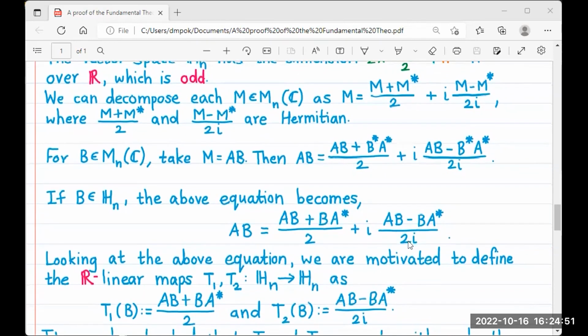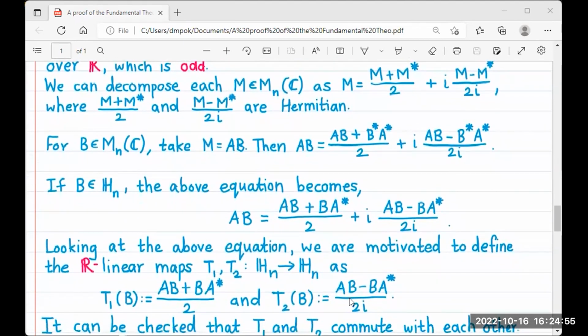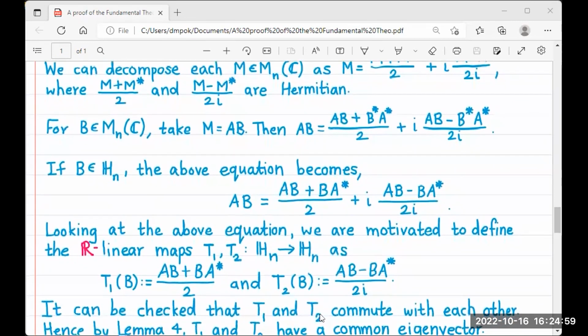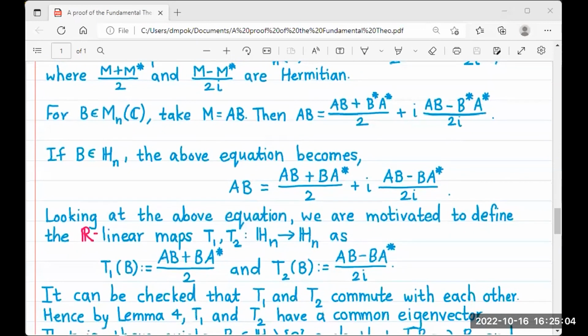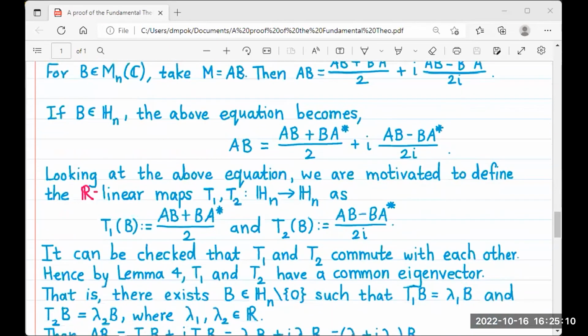Okay, and one can check that T1 and T2 are indeed linear maps from Hn to Hn and they commute with each other. So by lemma 4, what do we have? That T1 and T2 have a common eigenvector. Let's call it B. So B is a non-zero Hermitian matrix such that T1(B) is equal to lambda 1 times B and T2(B) is equal to lambda 2 times B, where lambda 1 and lambda 2 are real numbers because Hn is a real vector space.